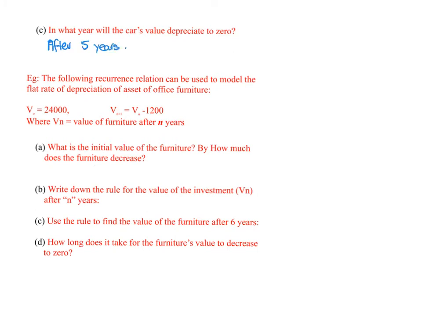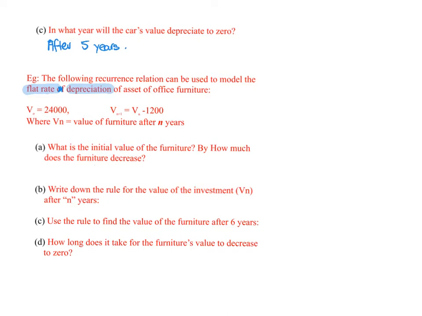All right, so let's do this next one. The following recurrence relation can be used to model the flat rate depreciation of an asset of office furniture. So once again, you should be highlighting that it's flat rate depreciation, because you want to go to your formula summary at the end and go straight to flat rate. It'll save you a lot of time. Okay, so they've told me the initial value, which is 24,000, and they're showing me how I get the next term.